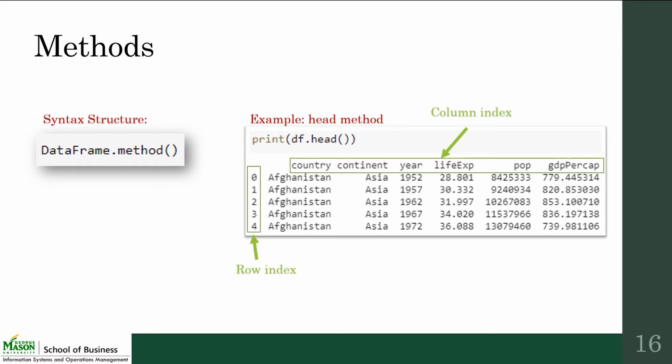Now, if these labels were not presented in the data frame, by default, each column would be given an integer, just like the rows that you see here. So the first column would be index position 0. The second column would be index position 1, and so on.